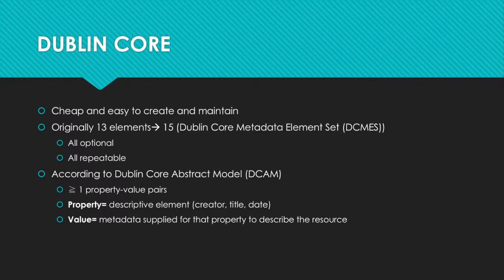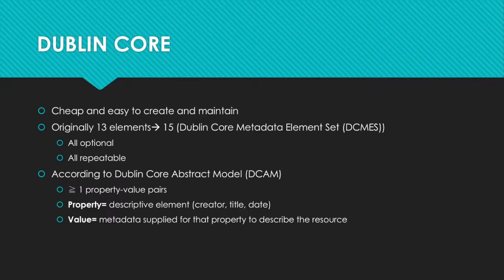So Dublin Core represented an option that was cheap and easy to create and maintain. It originally had just 13 elements, although it eventually expanded to 15 elements, and these are called the Dublin Core Metadata Element Set, or the DCMES. And the great thing about the Dublin Core elements is that although there are 15, all 15 elements are optional, and they're all repeatable. So, as I mentioned in the previous slide, Dublin Core was intentionally built to be flexible and simple, and I think that's represented in the elements.